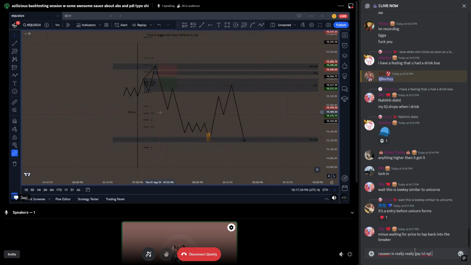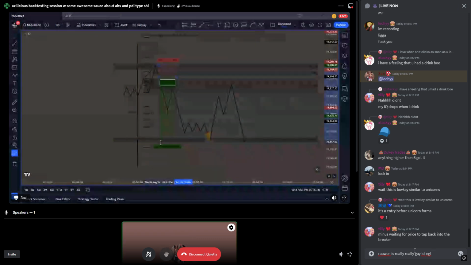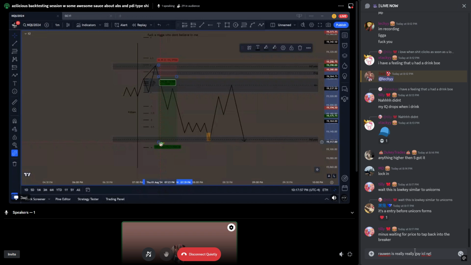I don't care as long as it's strong, as long as it's a strong draw on liquidity. Okay, so in this case, you want to target 2.5 standard deviation, or if you're looking to target a high time frame repeat array, you can do that as well, especially if it aligns with the fib level. If the high time frame PDI aligns with the fib level, it's a strong confirmation that it's gonna cook.